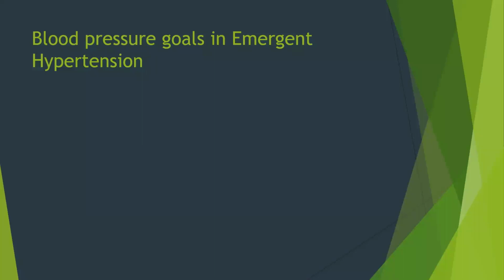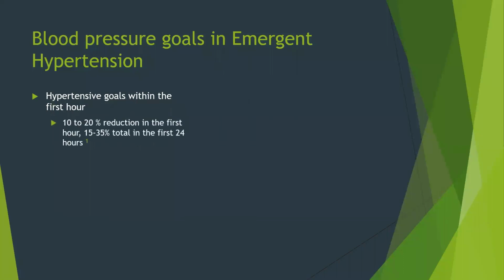Well, in most cases, if you have some end organ damage or it's emergent, you have blood pressure goals within the first hour of a 10 to 20% reduction, okay? That's important. You don't want to drop it immediately right away. A lot of people are used to the higher blood pressure, or mostly their cerebral vasculature is used to the higher pressure. You don't want to drop their cerebral perfusion too fast. So usually we only reduce 10 to 20% in the first hour. And then over the next 24 hours, we can reduce it a total of 15 to 35% from the initial presentation. But that 10 to 20% reduction in the first hour is an important goal to have.